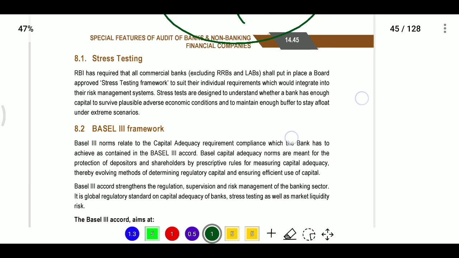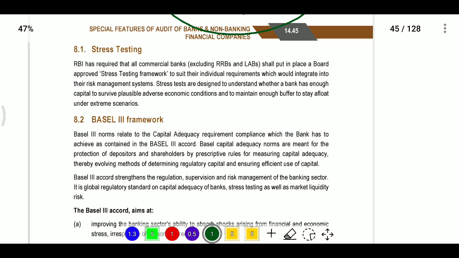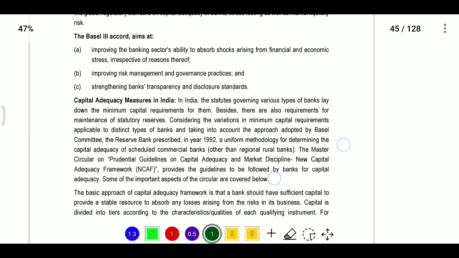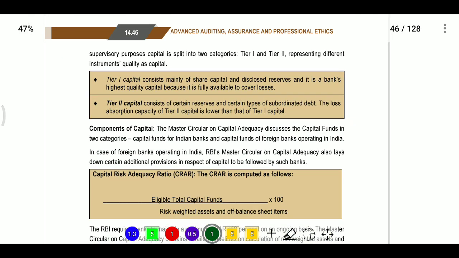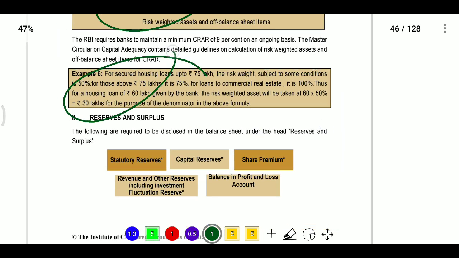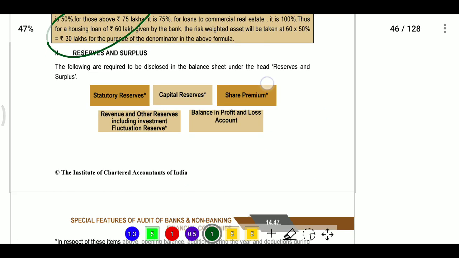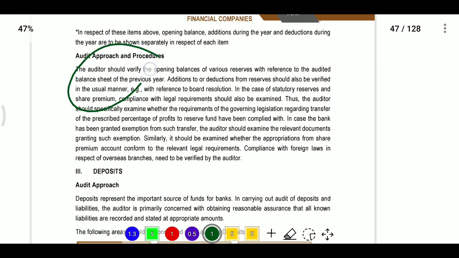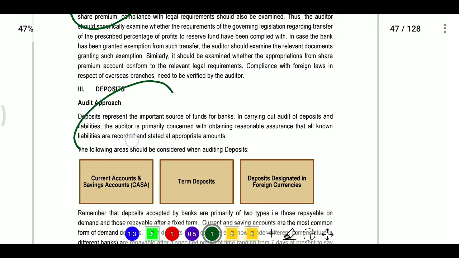This is capital. After capital, we need to discuss the next main area. Tier 1, tier 2 and this formula are completed. They have given some examples, and we will cover what is included in reserves and surplus, and the audit approach for deposits.